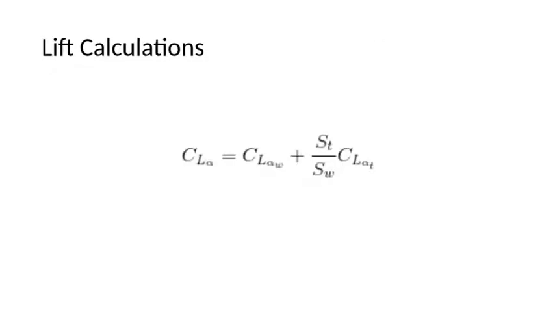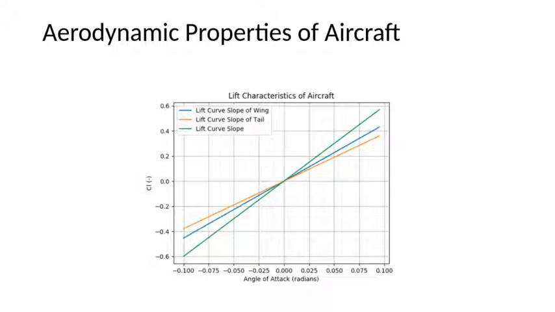Here's the lift calculation for the glider. It's equal to the lift curve slope of the wing plus the lift curve slope of the tail times the planform area of the tail divided by the planform area of the wing. Here you can see the lift curve slope of the wing, the tail, and the entire aircraft. Obviously, the lift curve slope of the entire aircraft is greater than the lift curve slope of the wing and the tail separately. This makes sense, that's expected.